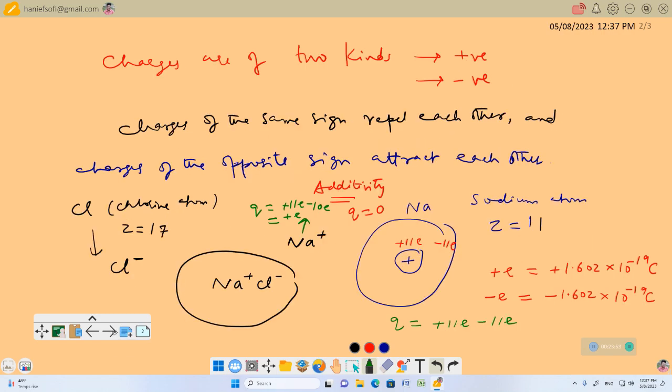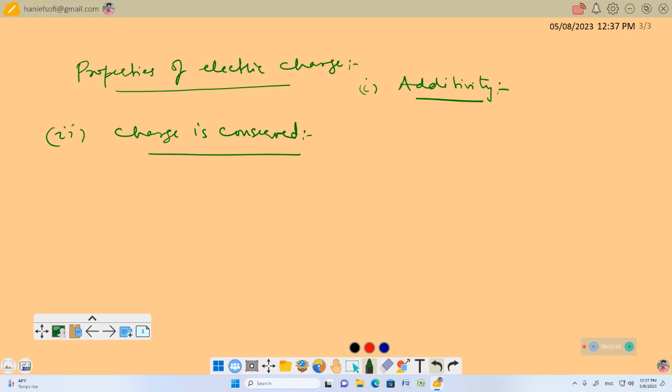This has no exception at any level, and this charge conservation is used to rule out some nuclear reaction or chemical reaction. If any chemical or nuclear reaction or any kind of phenomena doesn't obey charge conservation, we say it cannot occur in nature. For example, you know there is an event, a phenomenon you can say, called pair production.